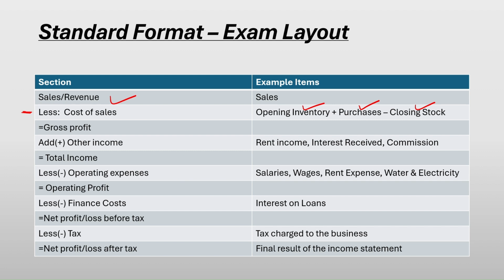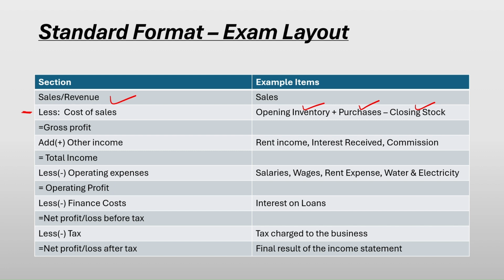For operating expenses, we have what? We have salaries, wages, your rent expense, your water and electricity, and many more, right? So remember, your operating expenses are just the expenses that a company will have in that year specifically, right? Then, after subtracting your operating expenses from your total income, you definitely are going to get your operating profit, right?